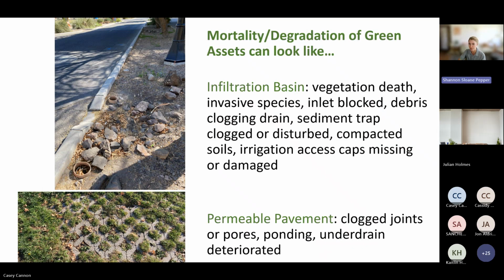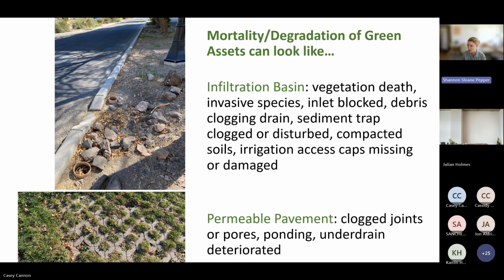So let's think about these concepts in relation to green assets. Mortality is the most common failure mode for gray assets, so kind of just overall failure. But most green assets will degrade slowly over time rather than completely fail. And it's usually more of a level of service failure rather than a failure due to mortality. So mortality and degradation of green assets can look like death of the vegetation, invasive species moving in, a blocked inlet, debris clogging a drain, sediment traps clogged, compacted soils that prevent infiltration, irrigation access caps missing or damaged.